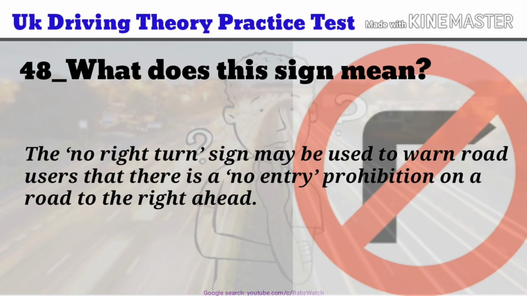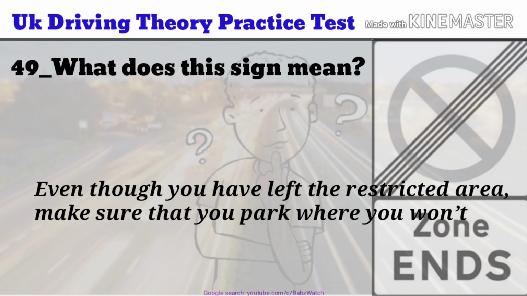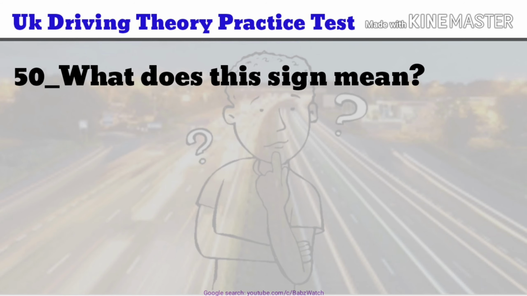UK driving theory practice test question 49 of 50. What does this sign mean? A. End of restricted speed area. B. End of restricted parking area. C. End of clearway. D. End of cycle route. The correct answer is B. End of restricted parking area. Even though you have left the restricted area, make sure that you park where you won't endanger other road users or cause an obstruction.